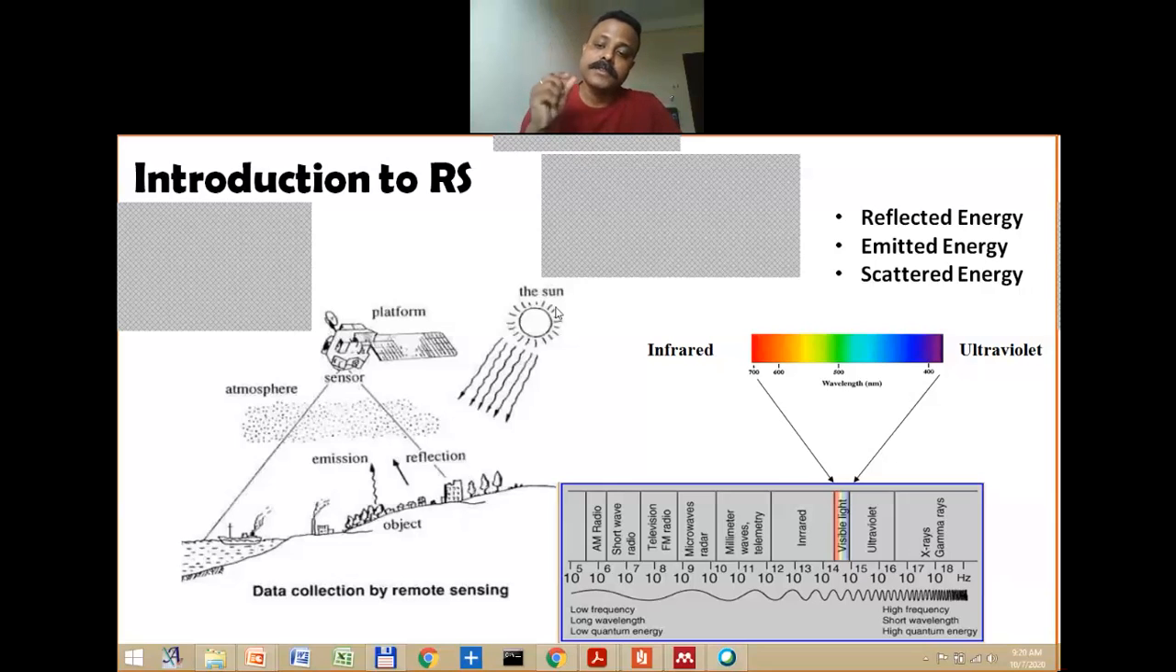So after that, if the wavelength is slightly bigger, we name it as the X-rays. X-rays also cannot travel too far, and they cannot penetrate the atmosphere and reach us. After that, if you further increase the wavelength, we reach the ultraviolet rays, and ultraviolet rays also normally cannot penetrate the atmosphere due to their shorter wavelength.